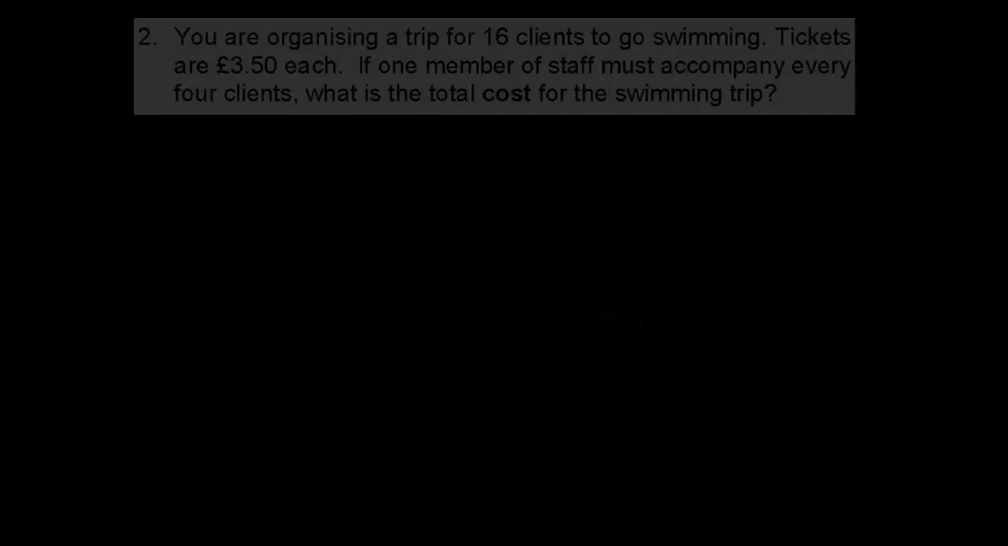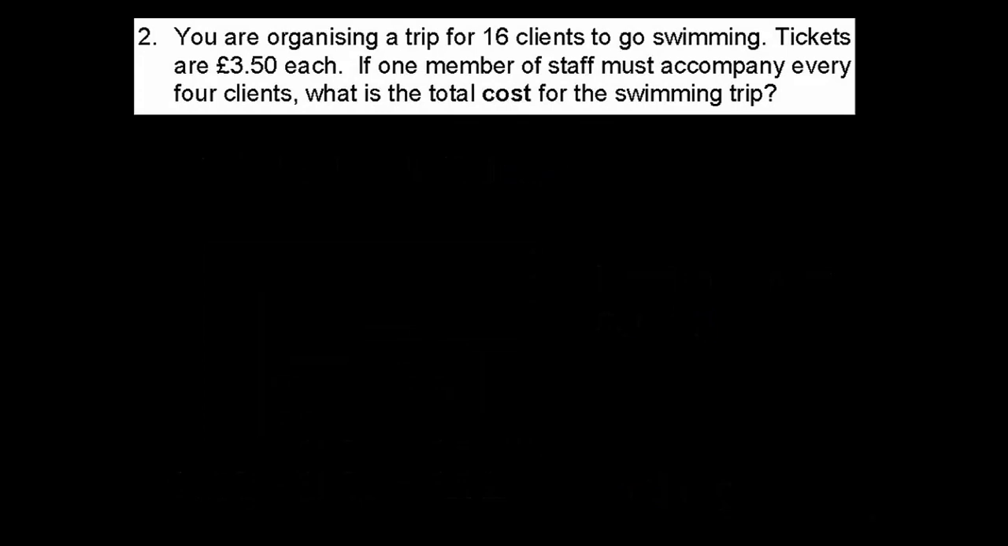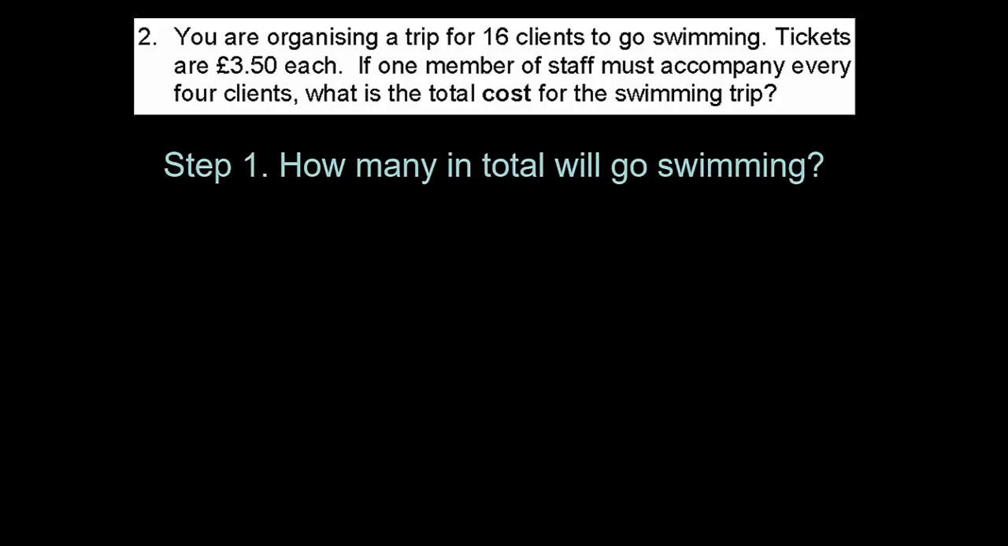Okay, on to question 2. You're organising a trip for 16 clients to go swimming. Tickets are £3.50 each. If one member of staff must accompany every 4 clients, what is the total cost for the swimming trip? This looks pretty straightforward. We're just going to multiply by £3.50 however many people are going swimming. But of course we need to find out in total how many will be going swimming before we can multiply by the £3.50. Well, we've got the number of clients written clearly, that is 16.